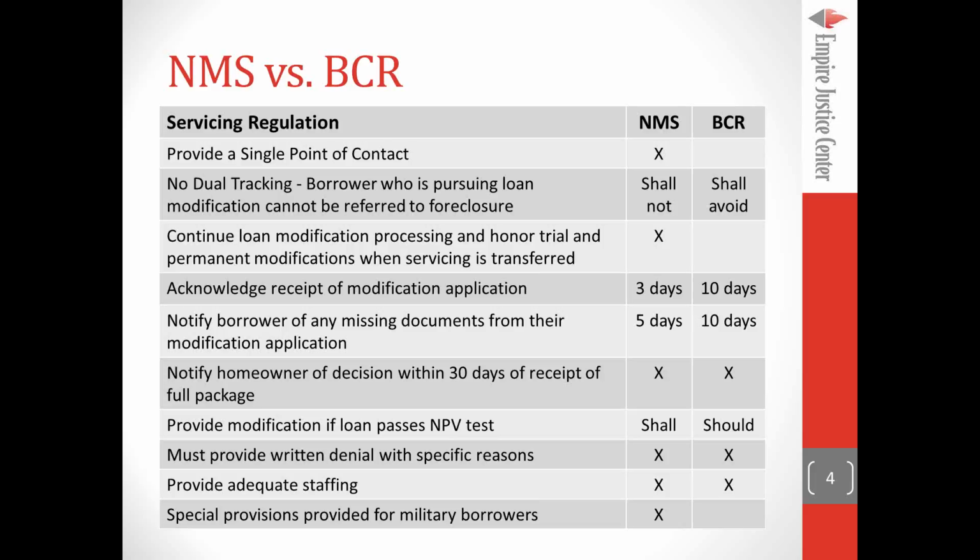Number 3 on our top 10 list is under the NMS, the servicer must continue the loan modification processing and honor trial and permanent mods when the servicing of the loan is transferred to another servicer. So the second servicer has to honor a trial and a permanent mod. Under the NMS, at the time of the transfer or sale, the servicer shall inform the successor servicer if a loan mod is pending. Any contracts for sale or transfer must obligate the successor to accept and continue processing loan mod requests and honor these trial and permanent loan modification agreements.